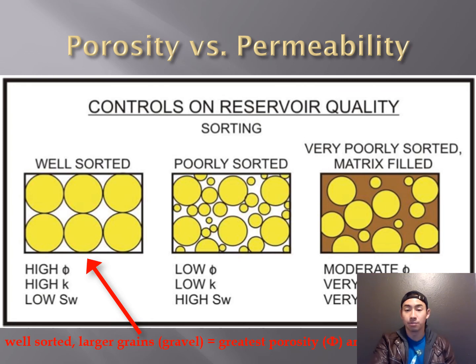If we have something that is poorly sorted with a matrix fill, this would be an example of mixing sand and clay together, where we would have clay being packed between the individual grains of sand. So essentially you're reducing the porosity down to almost zero, and the permeability would also be very low because now water has no flow path between the grains.